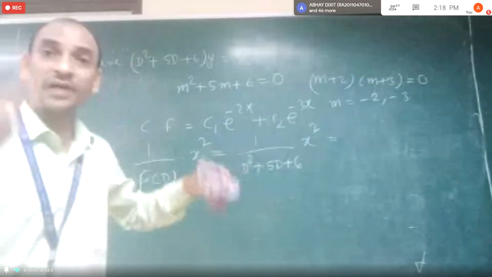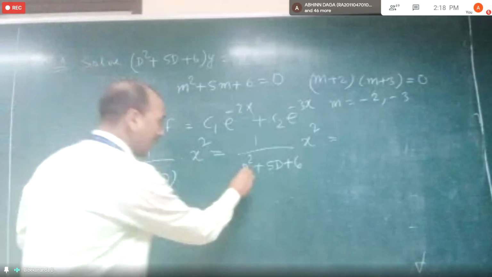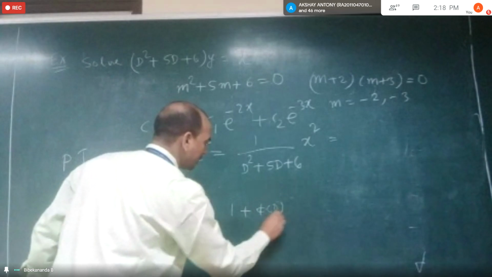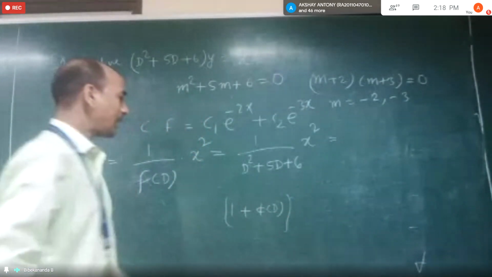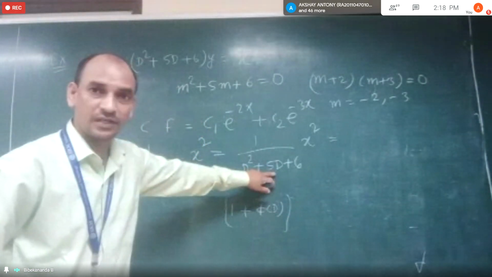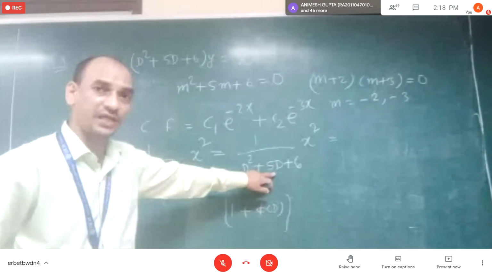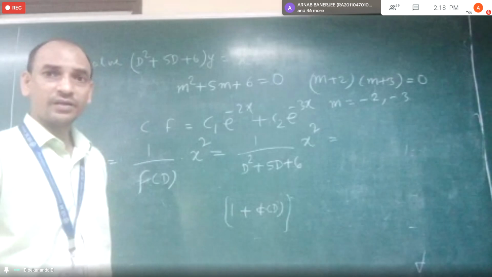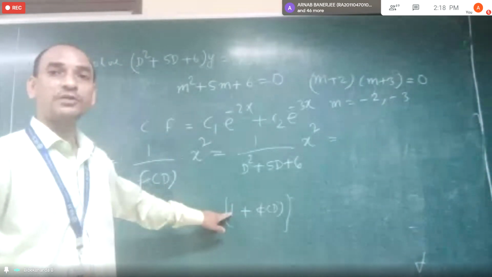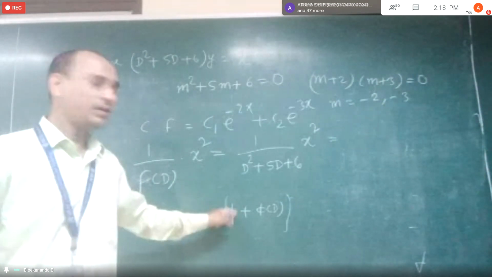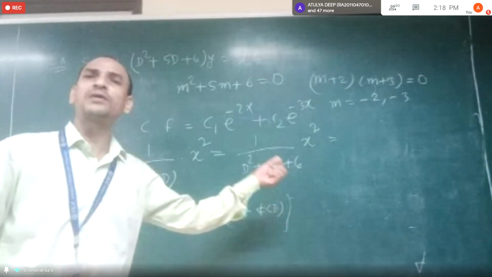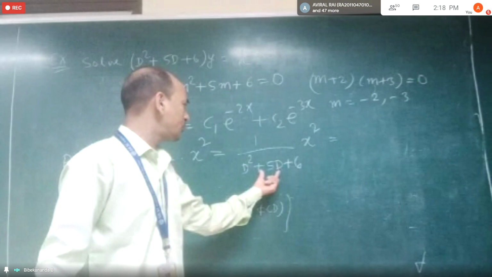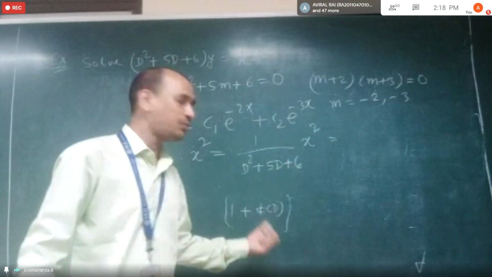Now what is our aim? Our aim is to write the denominator D square plus 5D plus 6 in the form 1 plus something. That means the first element will be 1 and the rest may be a function of D. Write the function D square plus 5D plus 6 in this form.